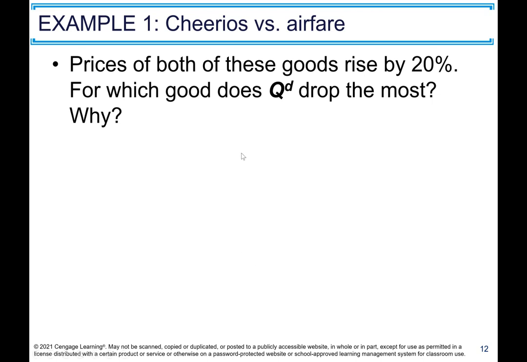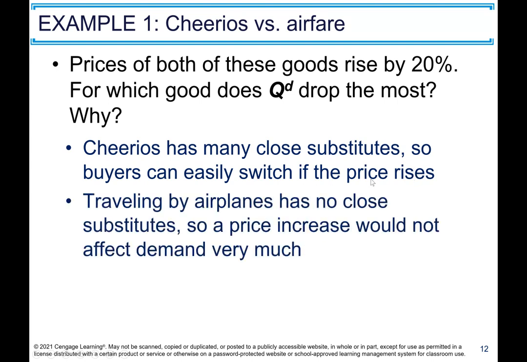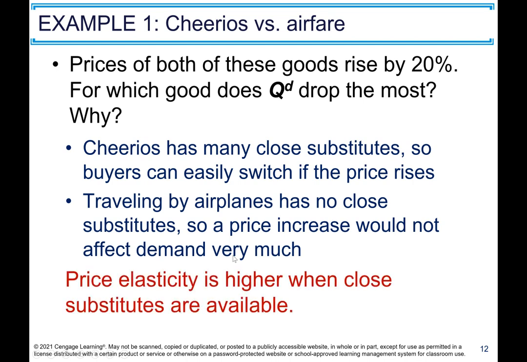Example 1, Cheerios versus airfare. Prices of both of these goods rise by 20%. For which good does quantity demanded drop the most and why? Cheerios has many close substitutes, so buyers can easily switch if the price rises. Traveling by airplane has no close substitute, so a price increase would not affect demand very much. Therefore, the price elasticity is higher when close substitutes are available.